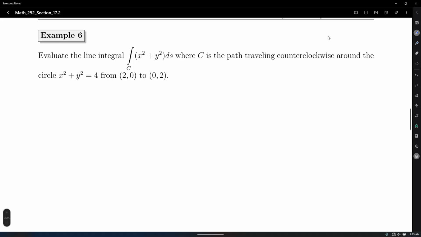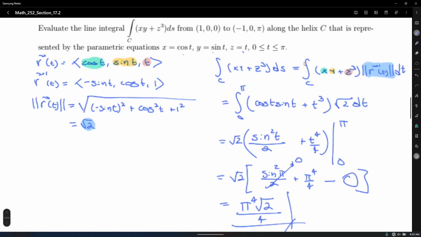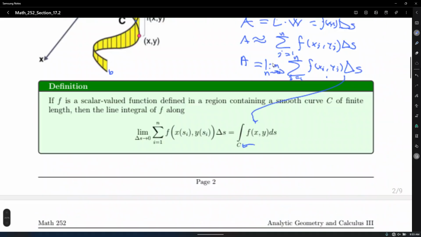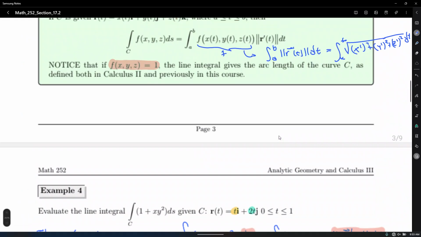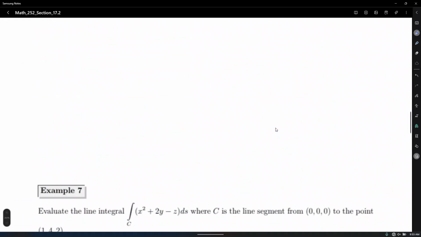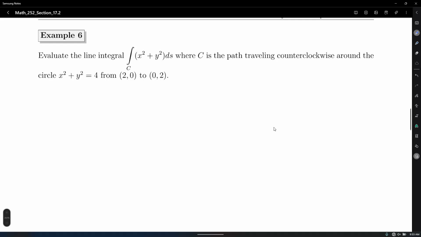Okay, here is where the direction matters. Let me go back to the first page. Remember when we reviewed how to parameterize curves? We parameterized this circle of radius 5, but we didn't have any additional conditions. They just said parameterize this circle, but they didn't say anything about oriented counterclockwise or clockwise. So that's why I wrote both parameterizations. In this case, they're being very specific about the counterclockwise orientation.